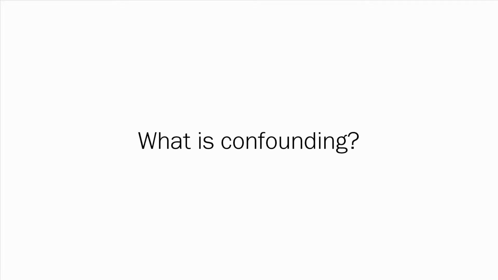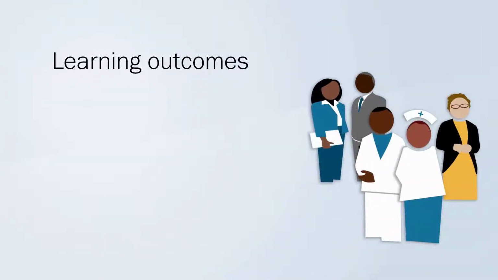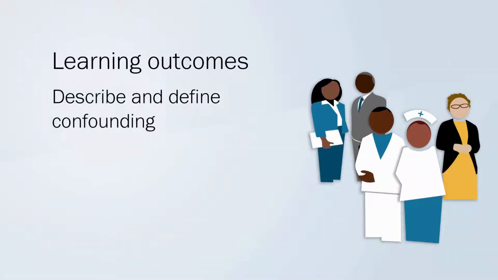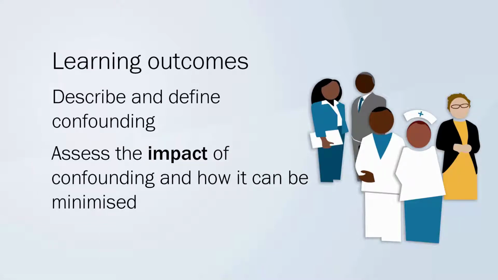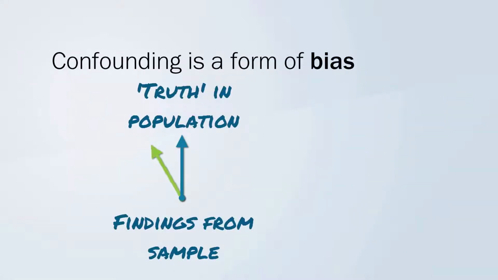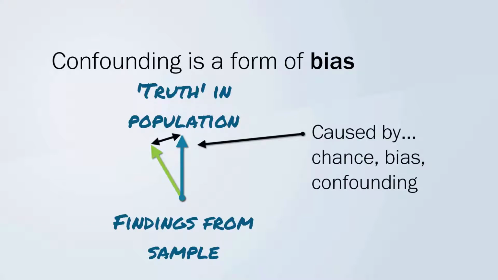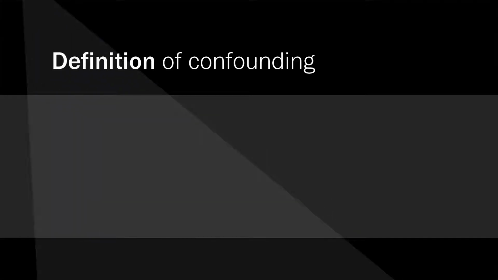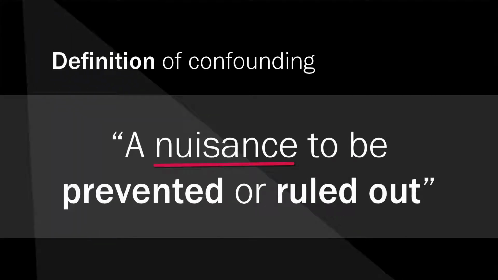What is confounding? By the end of this presentation, you should be able to describe and define confounding, assess the impact of confounding and how it can be minimized. Confounding is a form of systematic bias. The word confounding comes from Latin and means to mix up. A useful definition of confounding is a nuisance to be prevented or ruled out.